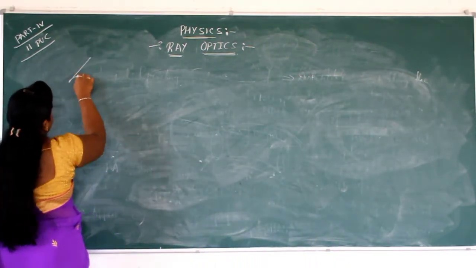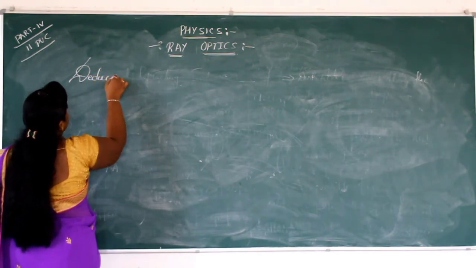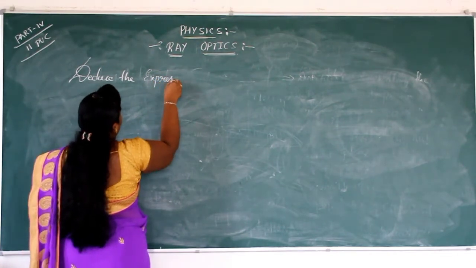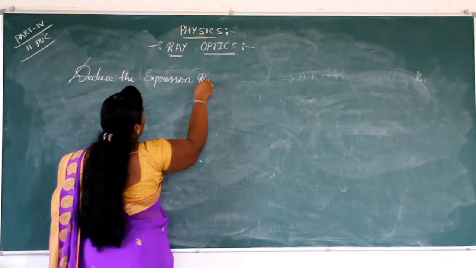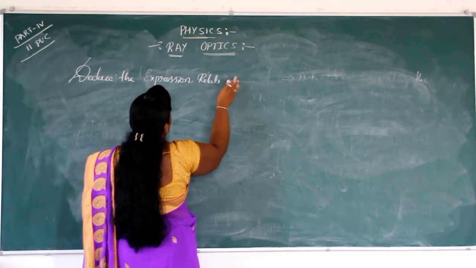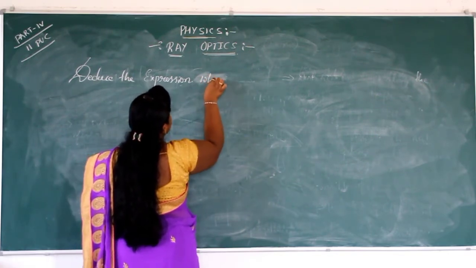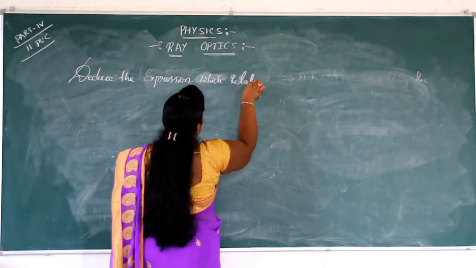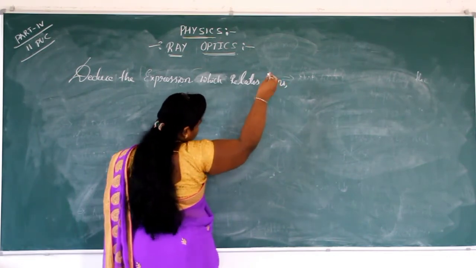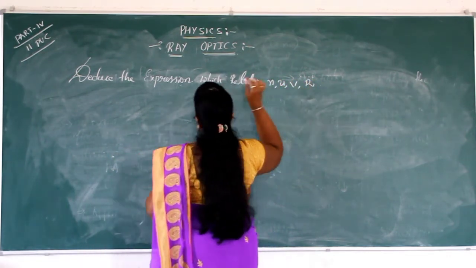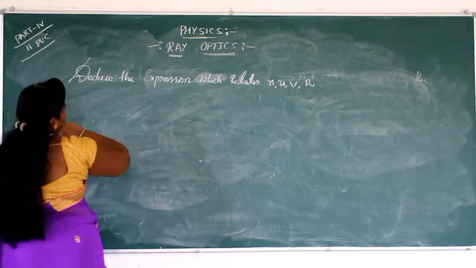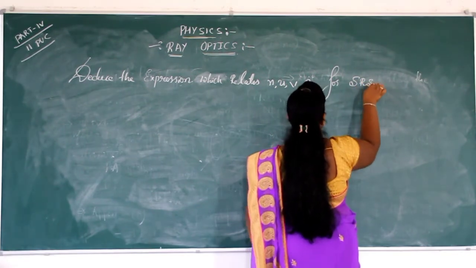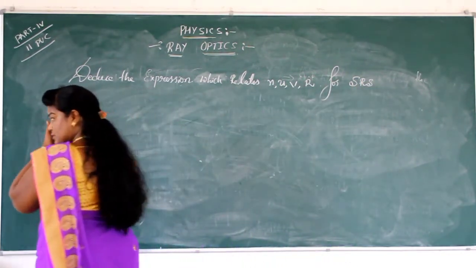Okay, now the next part is, let us deduce the expression which relates refractive index, object distance, image distance and radius of curvature for a spherical refracting surface. Write it as spherical refracting surface, don't write it as SRS.